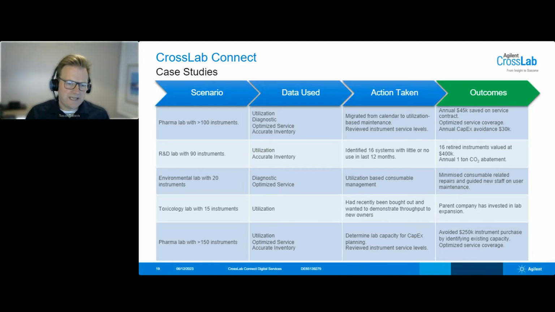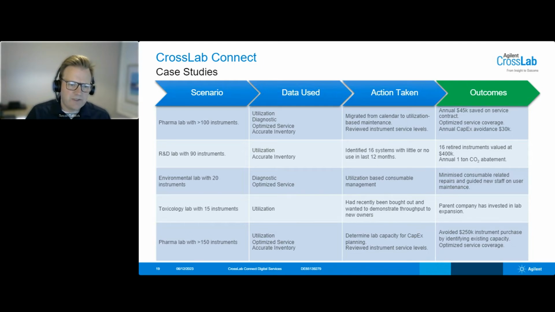By knowing what the capacity they had in the lab from the utilization and inventory, they were able to avoid purchasing at least one instrument per year. So that's a saving of over $30,000 if you look at the average price of an instrument at the moment, and optimize the service coverage for each of their instruments. So from the context from the lab, so the criticality for those instruments and how much they were used, they then could make a much better informed decision on what service level they should have.